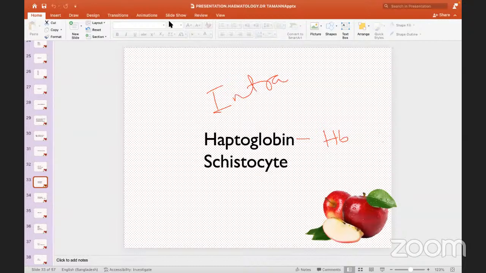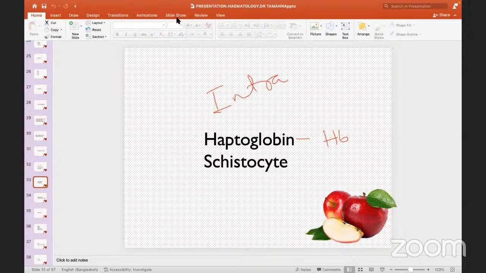Also, can you tell me what is schistocyte? Can anyone tell me what is schistocyte? White cell. Okay. Schistocyte. Is it broken RBC? Broken RBC. Very good. This broken RBC is seen in which type of hemolysis? Intravascular or extravascular? Intravascular. Yes.